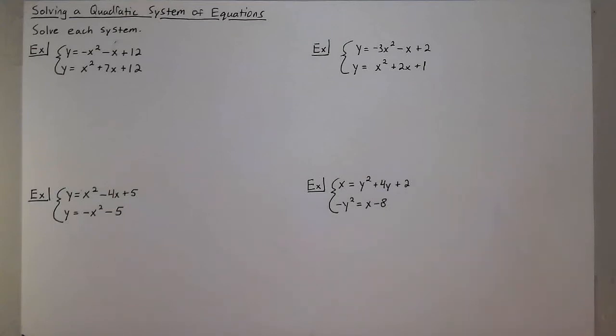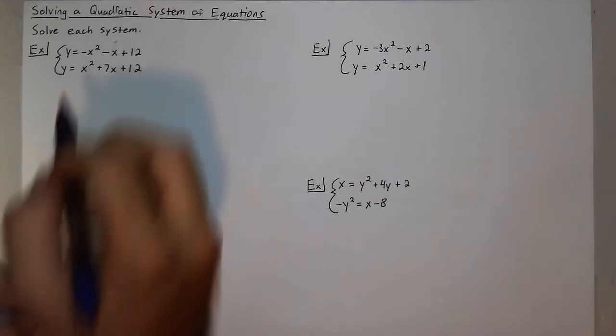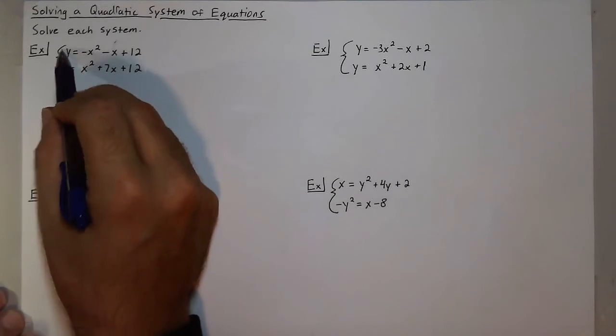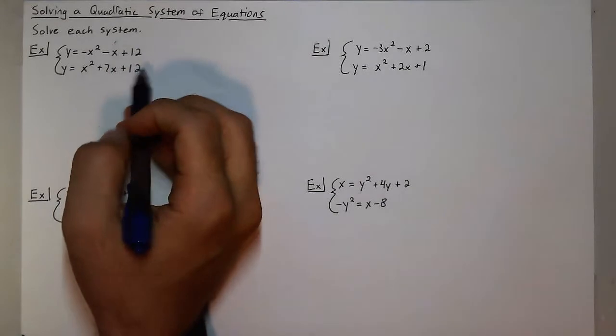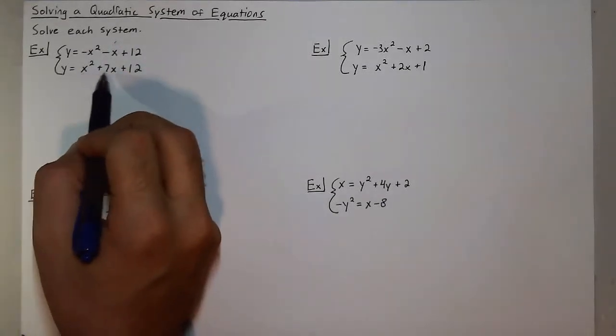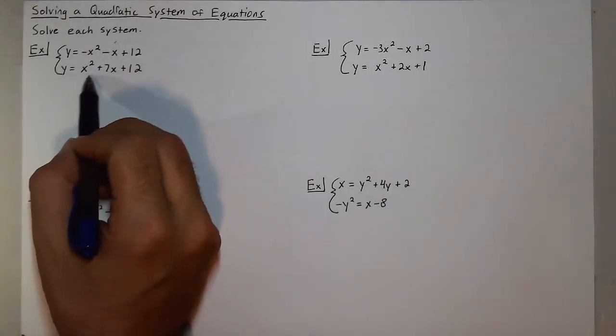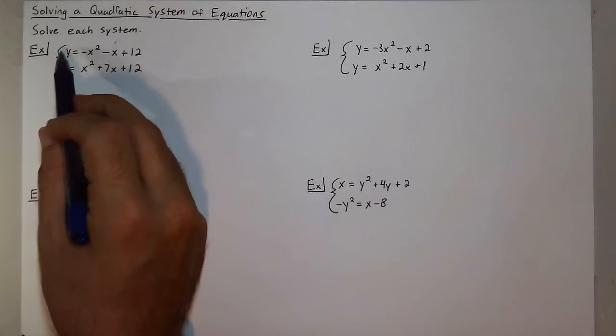In this video, we are going to learn how to solve a quadratic system of equations. Now, it involves a very similar technique that we used in the last lesson, where we need to replace y with the other equation, more or less. So we see here that y is equal to x squared plus 7x plus 12. So we can plug in that expression in for the other y in the first equation.